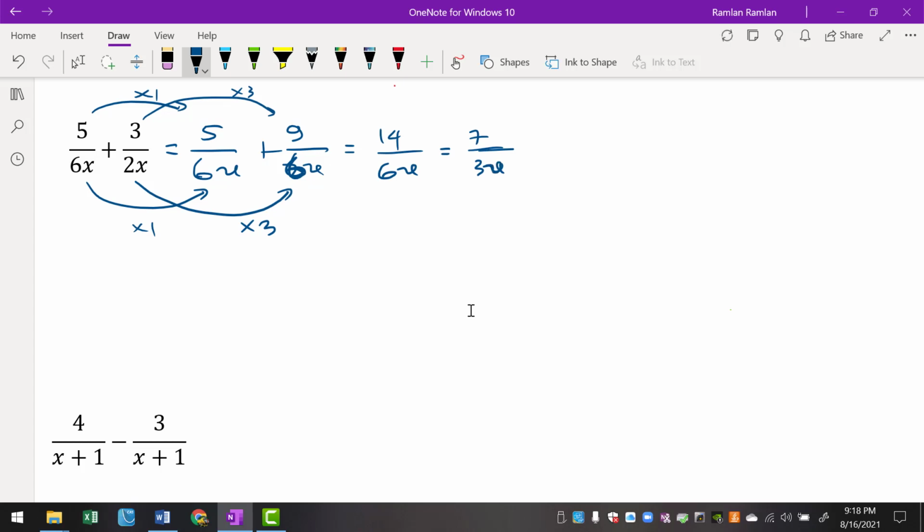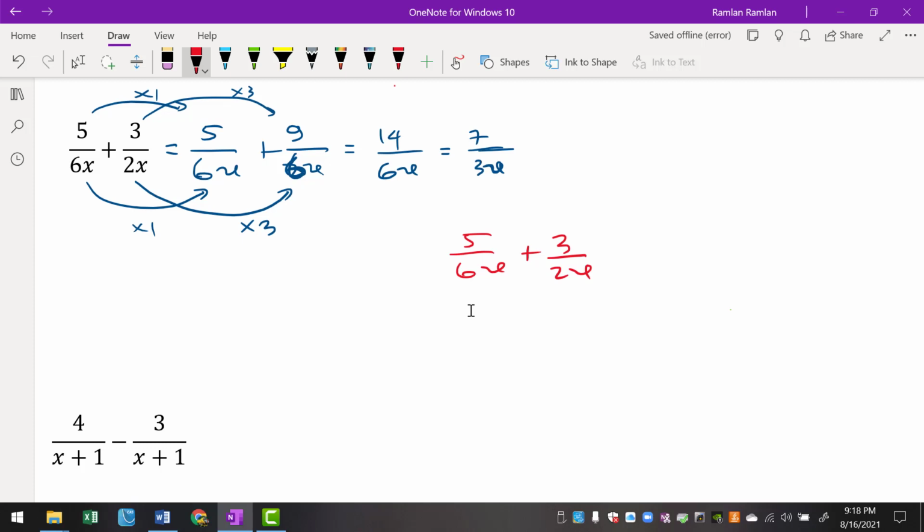And remember that this x doesn't move to the top, okay? It's being in the denominator, so don't change it. Okay, so what if I use the other method, like the cross multiplication? So I'm going to rewrite that again. Question. We have 5 over 6x plus 3 over 2x.